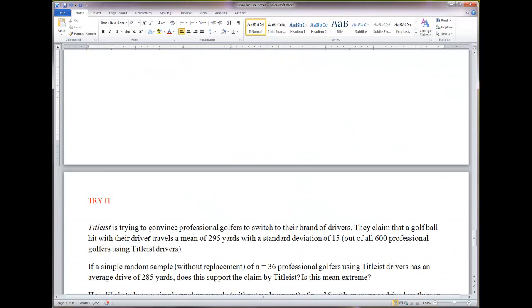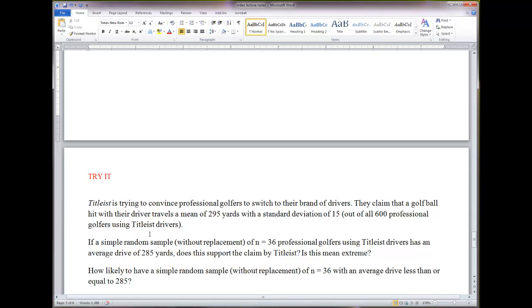Okay. So now I want you to try the example that's on your handout, where we are doing the same thing that we did before when we were trying to test the claim from Titleist, only now we are doing it assuming that the sample was without replacement. So pause this video, try it out for yourself on the handout, and then come back to see if your answers were correct.